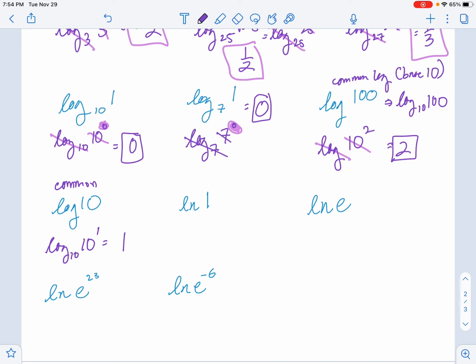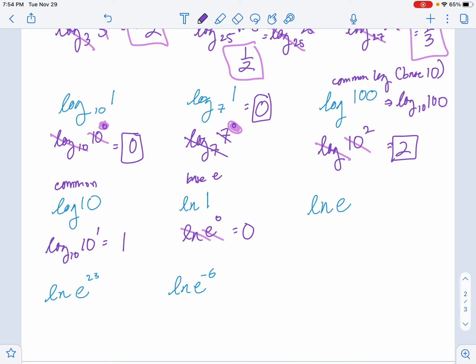Okay, last few examples here. ln of 1. Well, ln again is just another frequently used log. It is a base of e. This is base e, natural log. Right? So we're thinking e to what power equals 1. So again, anything to the power of 0 equals 1. So I can write this as ln of e to the power of 0, and the ln and the e will cancel out, leaving us with 0.